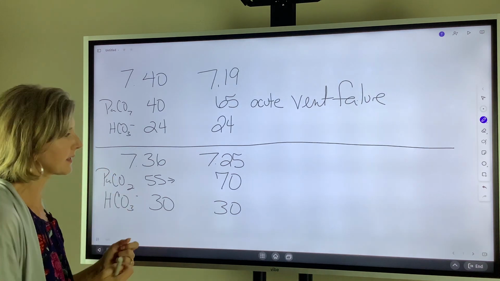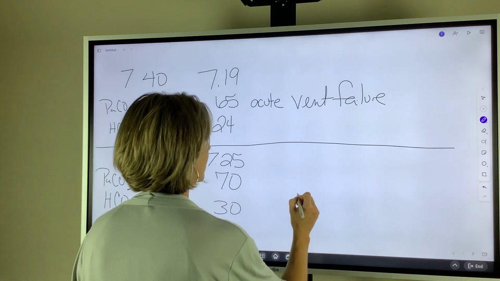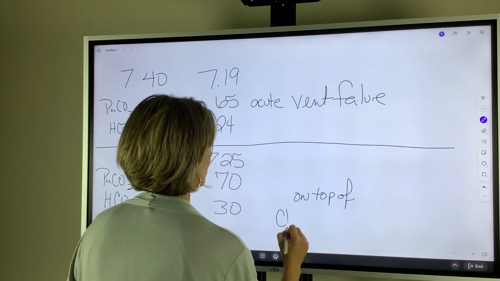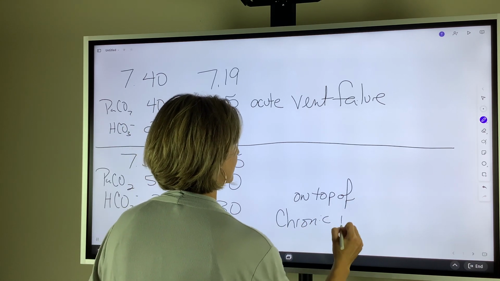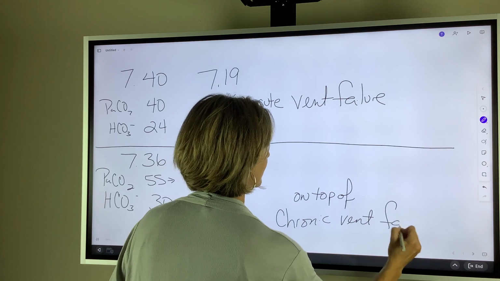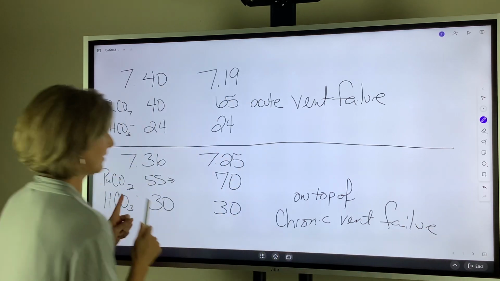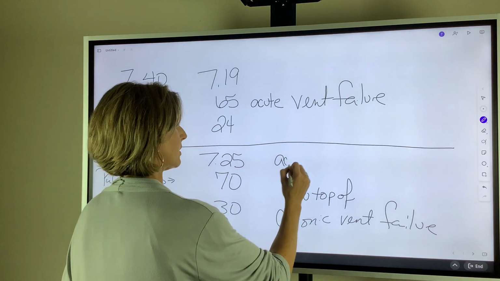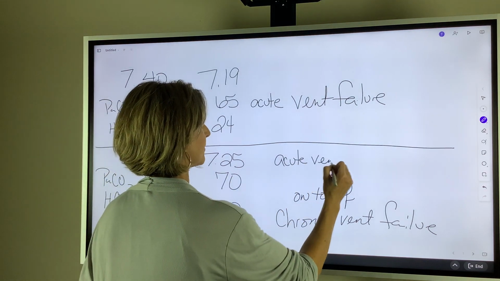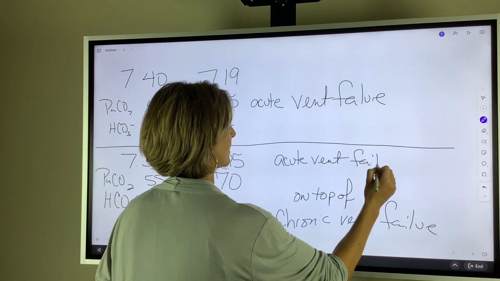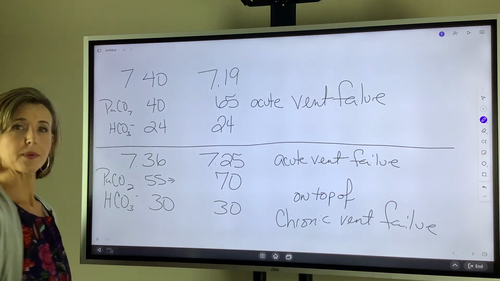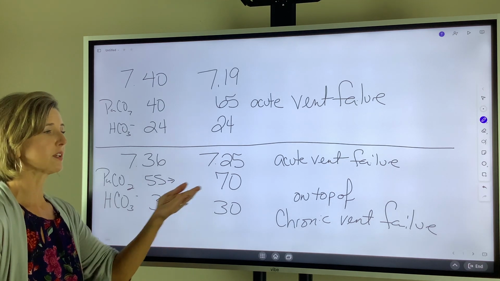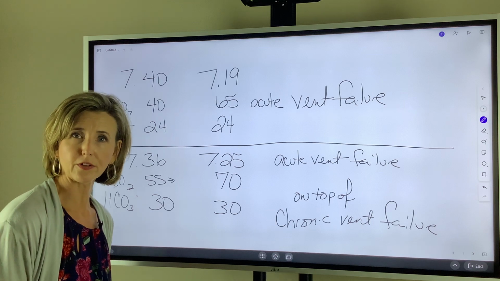All right, keep that in mind, because this is always going to be termed on top of chronic ventilatory failure. So what we have, this blood gas shows an acute ventilatory failure on top of their chronic condition. So acute ventilatory failure on top of chronic ventilatory failure.